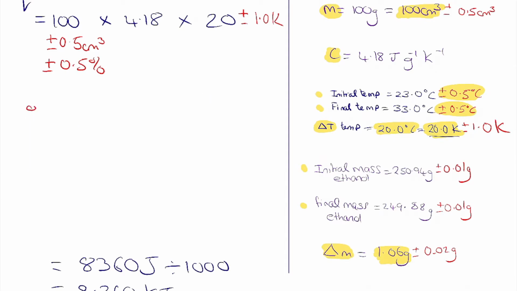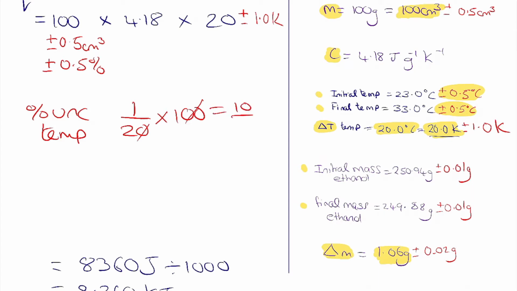Now for the percentage uncertainty for the temperature, what is it? Let's do this down here. That's going to be 1 divided by 20 multiplied by 100%. Those cancel out, so I've got 1 times 10, which is 10. So 10 divided by 20.